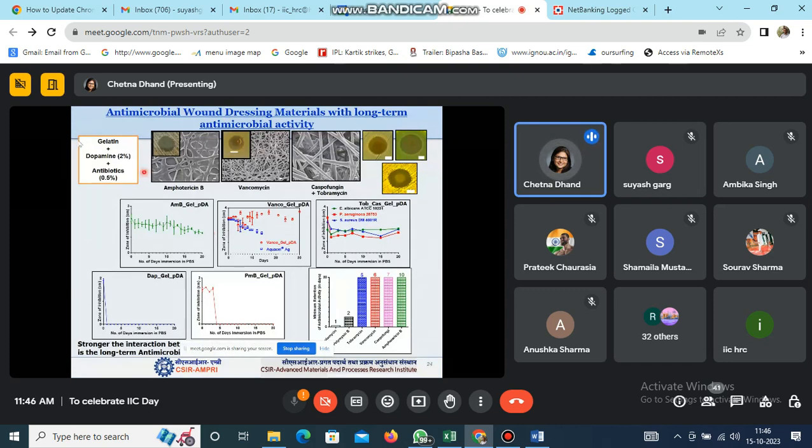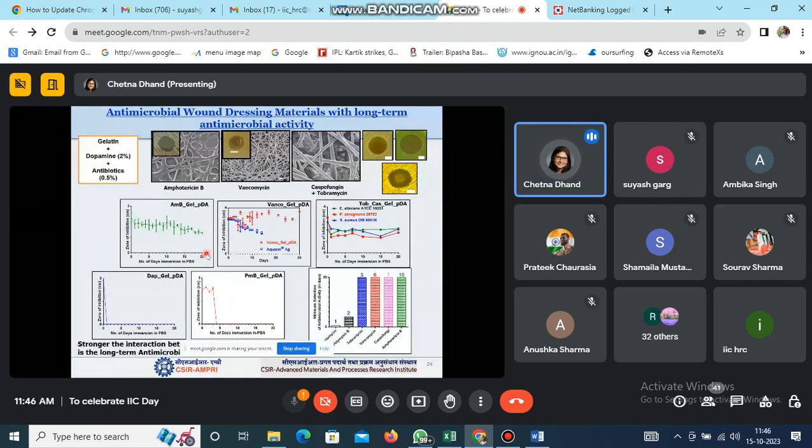So why have we done this? Because the commercially available silver-based dressings have effectiveness for 15 days, but these dressings which we are using have effectiveness for around 20 days.